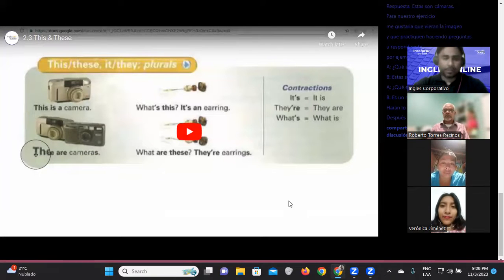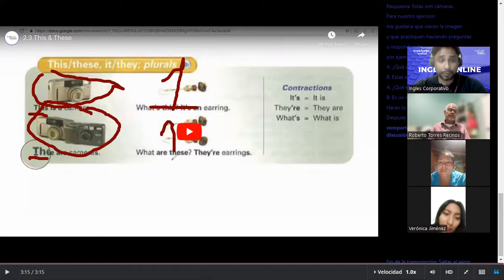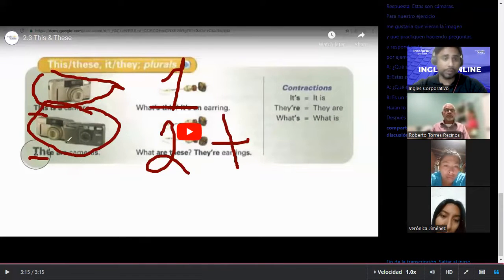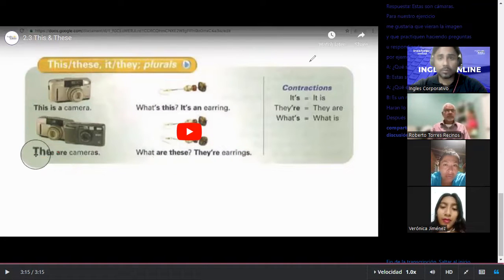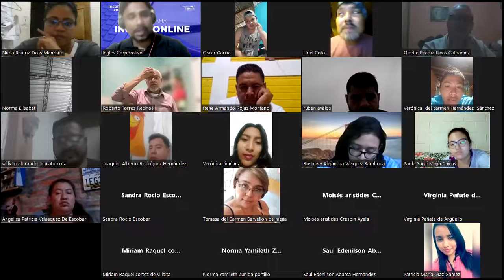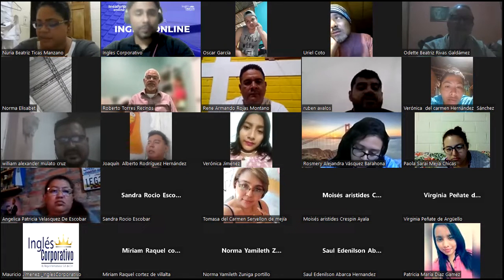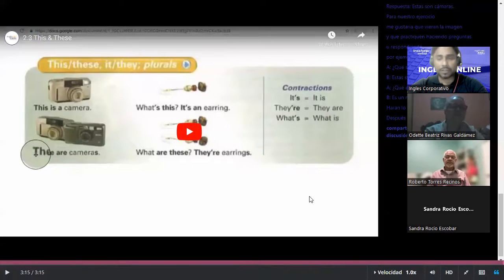Right, guys. So in this activity, what we understand is that if you are using a singular noun, we use this for singular. Means only one noun, one subject. We use these for plural nouns, two or more nouns. Any questions? Any questions? All right, all right. So for singular noun, what do you use? What do you use for singular noun? This. And for plural noun, what do you use? These. All right.